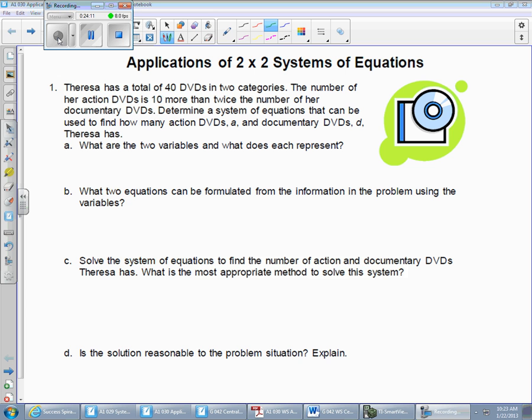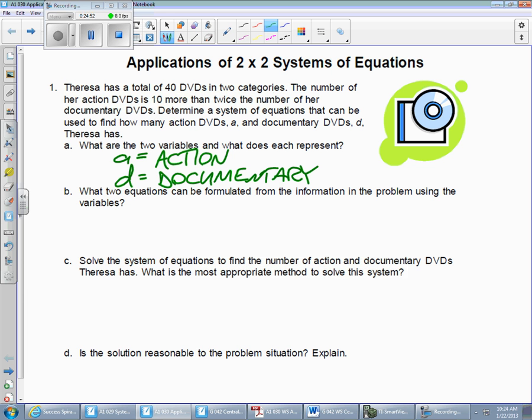All right, now it asks first off, what are the 2 variables and what does each represent? Well, this is pretty obvious. They identify this for us in the problem. So we can probably assume at some point in time they're not going to identify it for us. They're just going to throw a problem at us, and it'll be up to us to figure it out. But in this case, we've got 2 variables. We've got an A and we've got a D, and they ask us to identify them. Well, it's already identified. How many action DVDs, A? And how many documentary DVDs, D, that are in the problem.